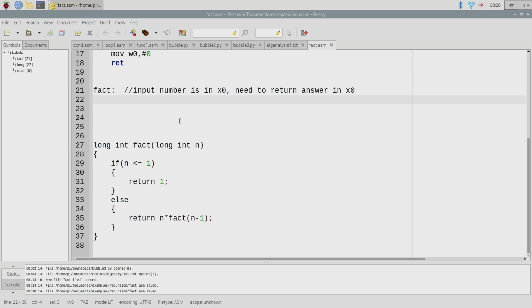Okay, so we need to first check, have we hit the base case? Is our number less than or equal to 1? So what do I need to do to compare it to a specific number? Yeah, I need to do a CMP command. But what am I going to compare it to here? Where do I have to put 1?